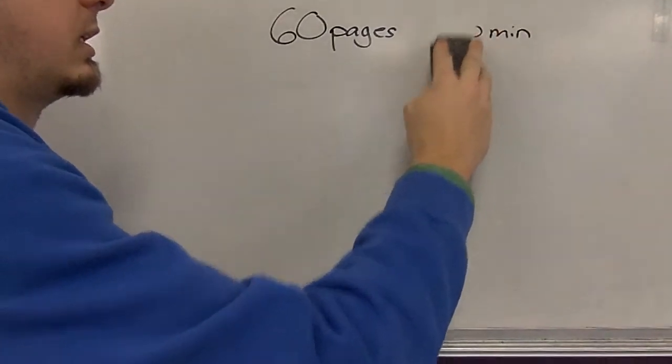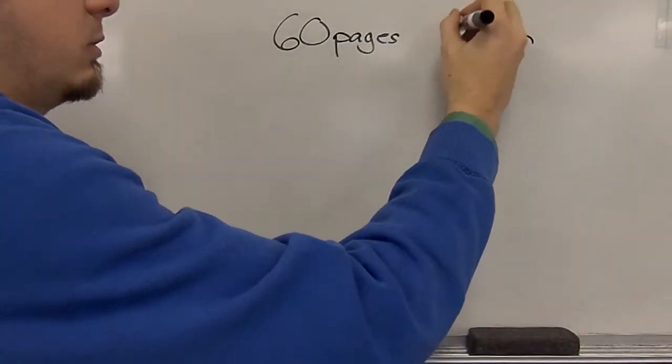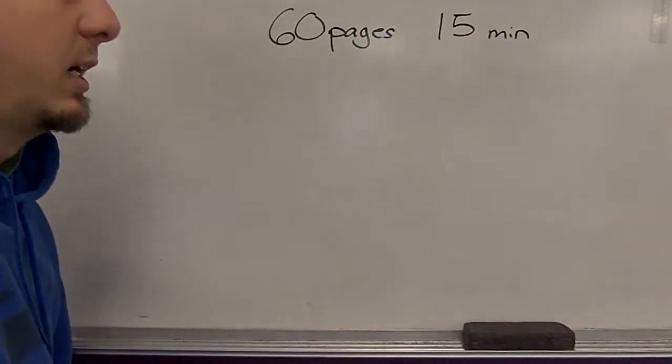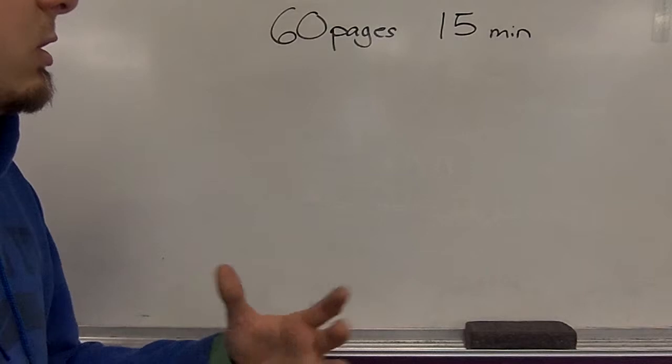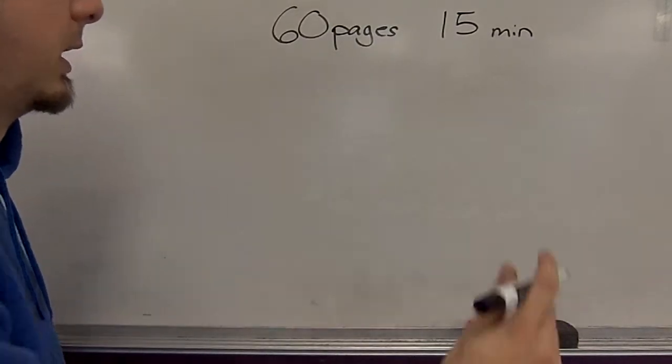So just to do an example, I'm going to change the number a little bit just to make it a little easier to follow along with. I read 60 pages in 15 minutes, and I might ask you, what is the unit rate here? How many pages did I read per minute, in other words? Okay, so what would you do?